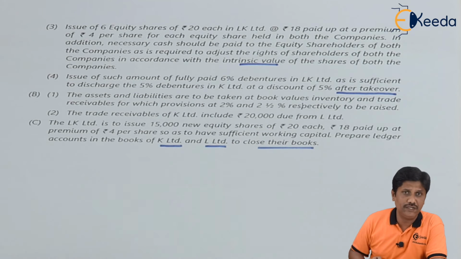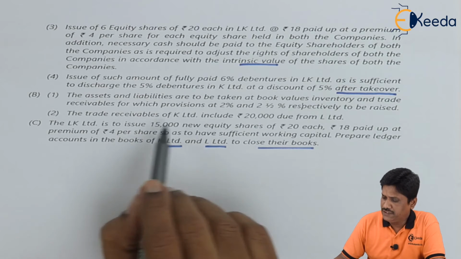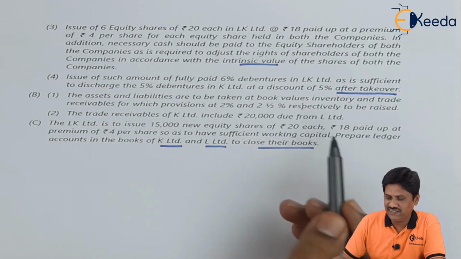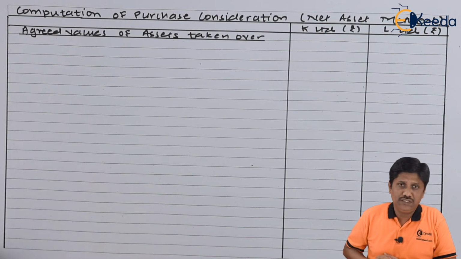So provisioning has to be done for both. We have to reduce the amount, and these provisions will show as a liability amount. The trade receivable of K Limited includes inter-firm owing, which we will adjust later on. Let us start. So friends, there is no change in the values of assets and liabilities except provisioning.